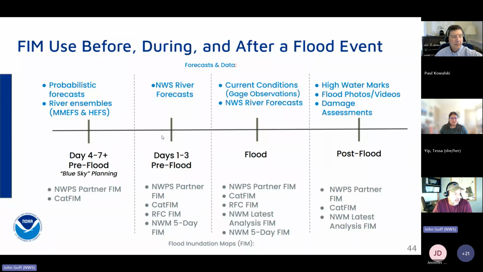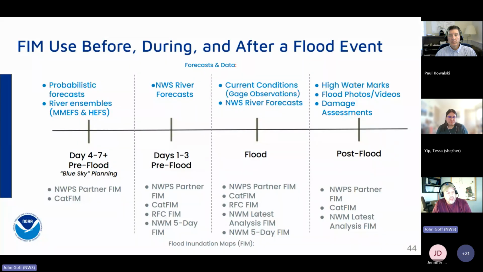This is when you start to get, you're still going to have the partner FIMs and the static FIMs, but then you get into these 5-day forecast FIMs from the water model and the river forecast center at your forecast points. Okay. And then you get to the event and you have everything. So you have all the partner and static FIM and all your dynamic FIM, including our latest analysis FIM.